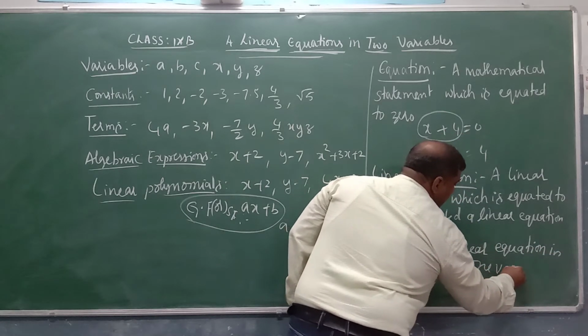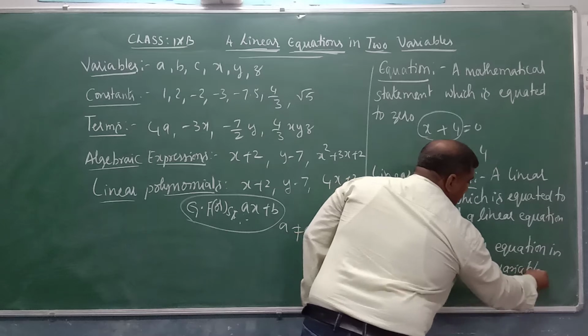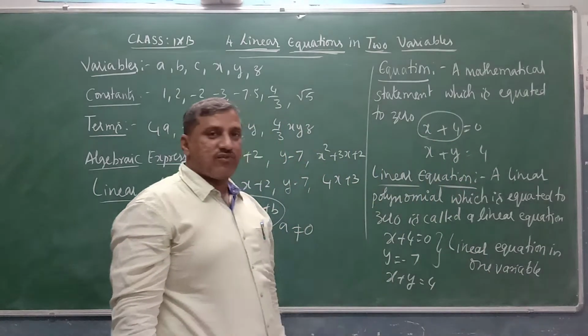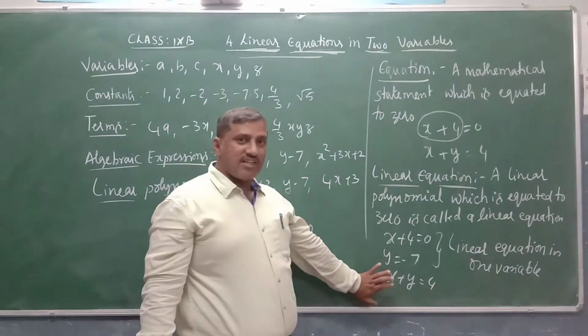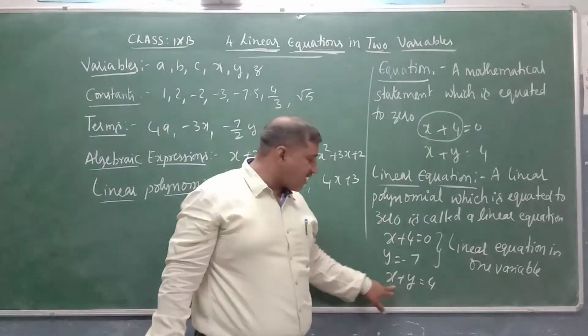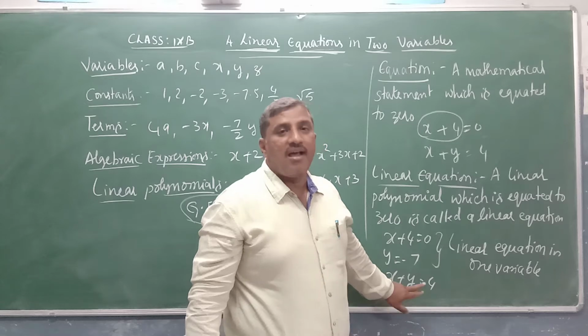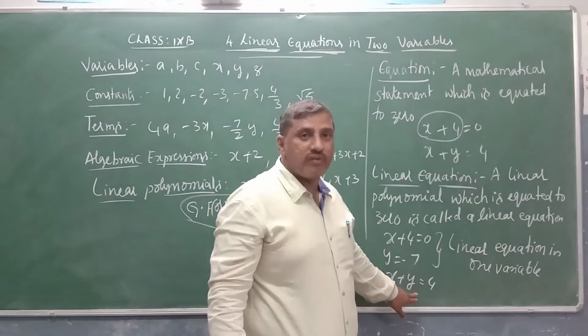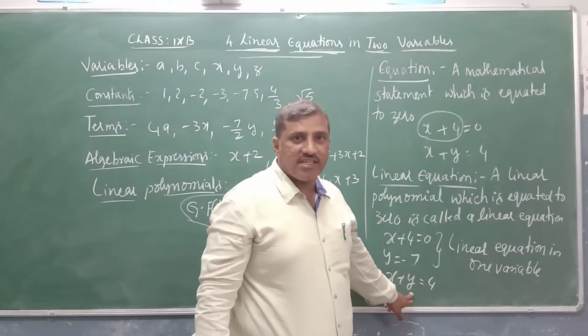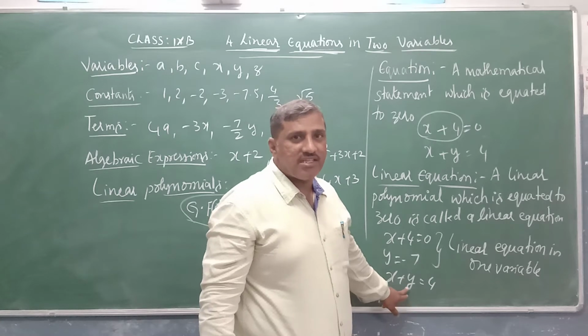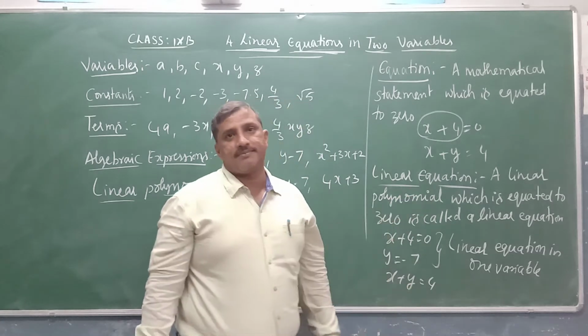What about the third equation? The third equation is x plus y is equal to 4. This equation has two different variables. This kind of equation is known as a linear equation in two variables.